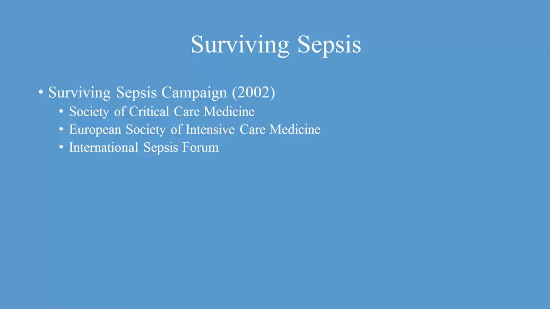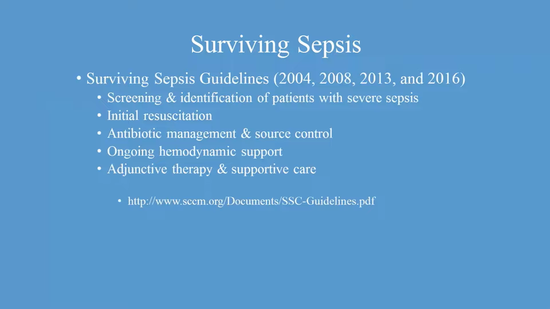So they said, how did the cardiologists do it? How did they drop that mortality from 40% to 5%? Let's try to do the same thing with sepsis. And so they said, we'll get the experts together and come up with some guidelines. The first set of the guidelines came out in 2004, with the intent that about every 4 to 5 years, we would update those guidelines.